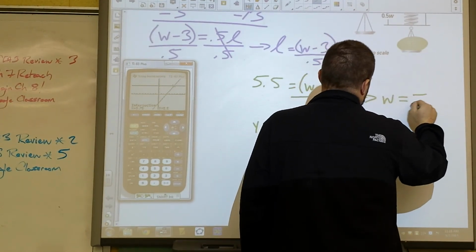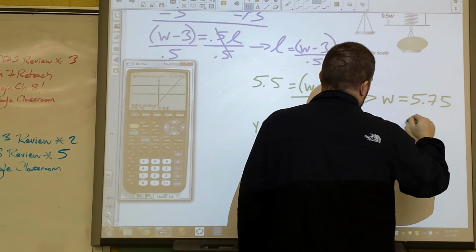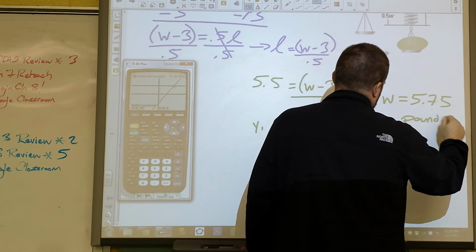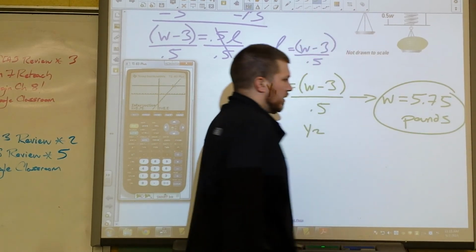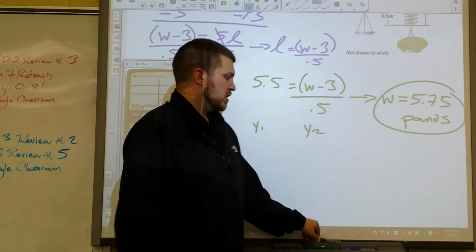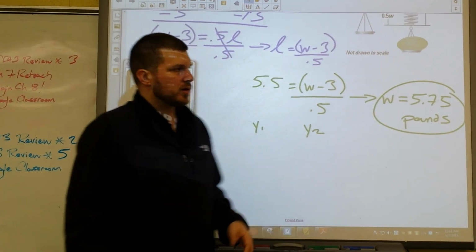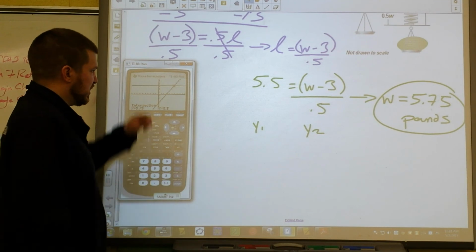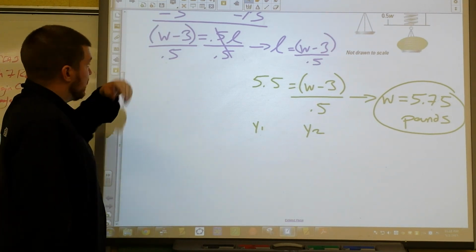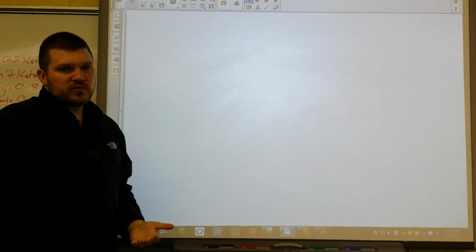is 5.75 pounds. So that means that this particular melon weighs 5.75 pounds, which seems about right for a watermelon. Okay, watermelons don't weigh 20, 50 pounds, anything crazy like that. That would be humongous. And that's it for this video on inverse functions.